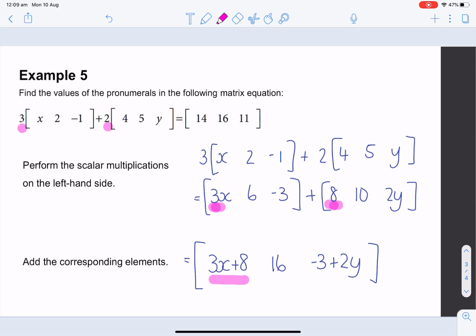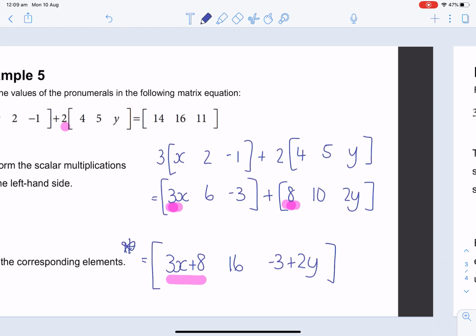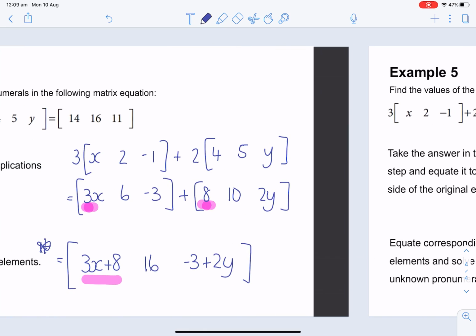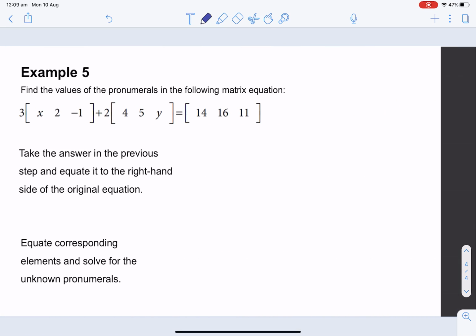So we're going to take this matrix and pop that on the next slide. We'll be flicking back and forth a little bit. So far I've got 3x plus 8, 16, and -3 plus 2y. It says take the answer in the previous step and equate it to the right-hand side of the original equation. That just means put an equal sign and take this matrix here, 14, 16 and 11, put brackets around it, done. So now I've equated to the other side.